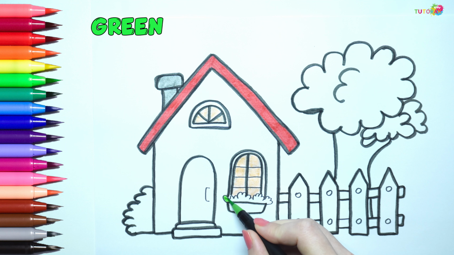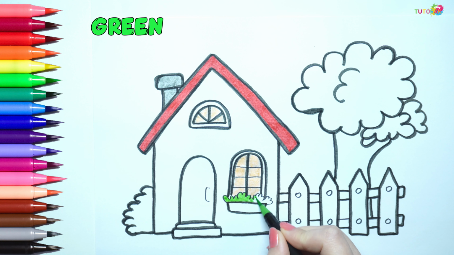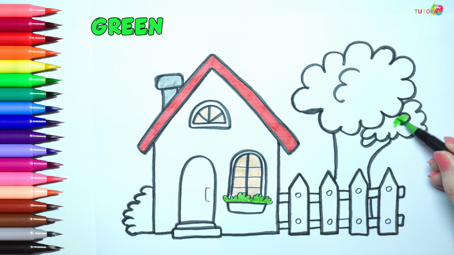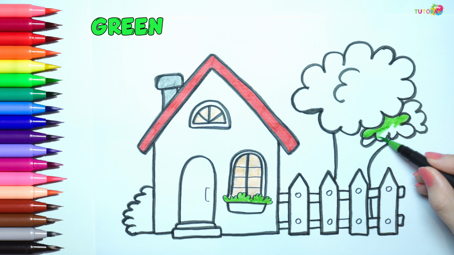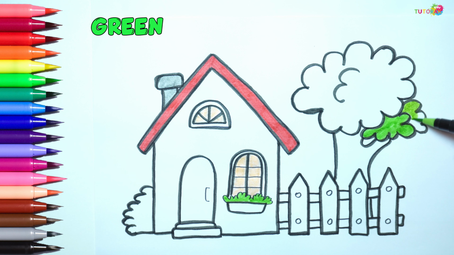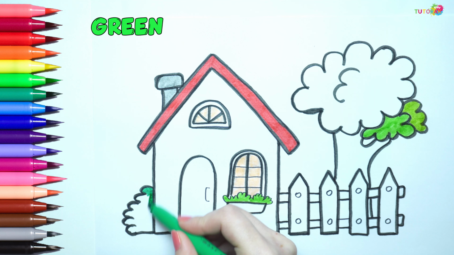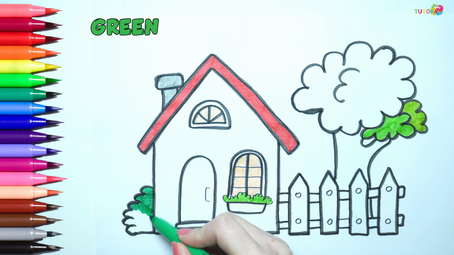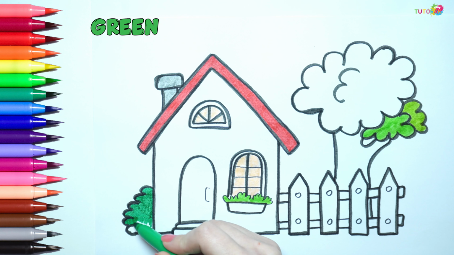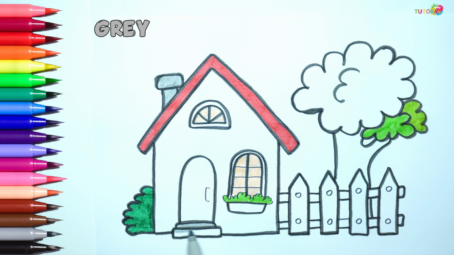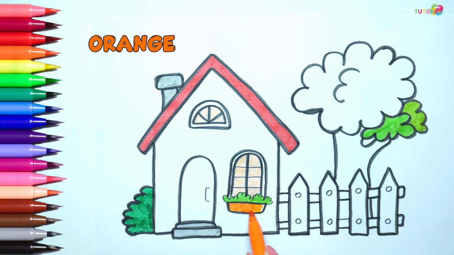The plants are green. And the leaves on the tree are green. Stairs are gray. The flower pot is orange. The border of the window is pink.